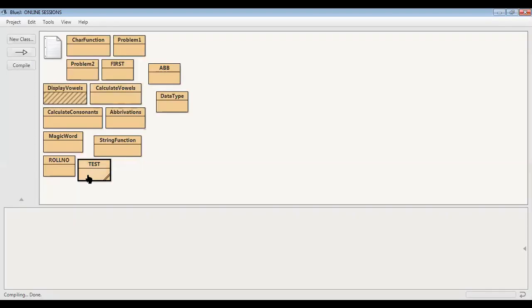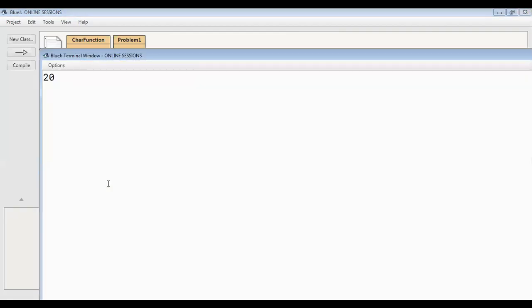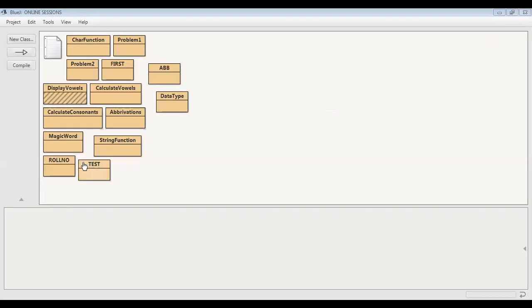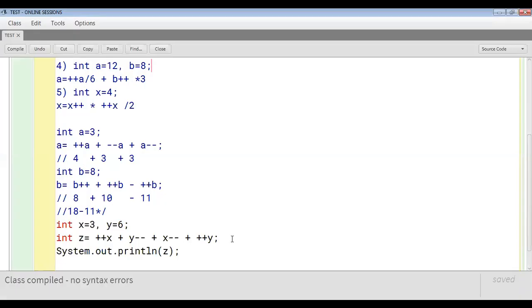Okay. So let me execute it and let's see the answer. What's the answer? The answer is 20. So 27 is not the answer, 19 is not the answer, 21 is also not the answer, 18 is also not the answer. The answer is 20. Now, how is it 20? Chalo, let's find out how the answer comes out to be 20.